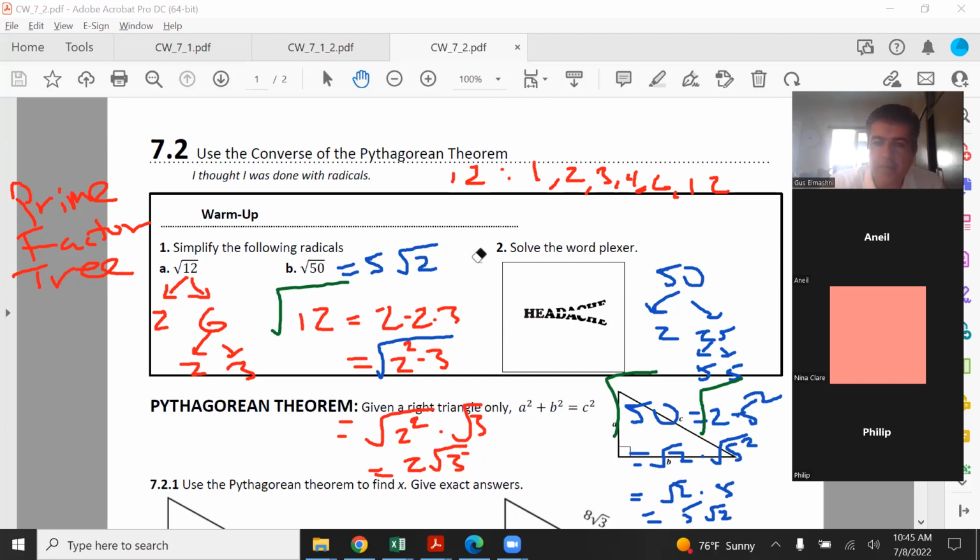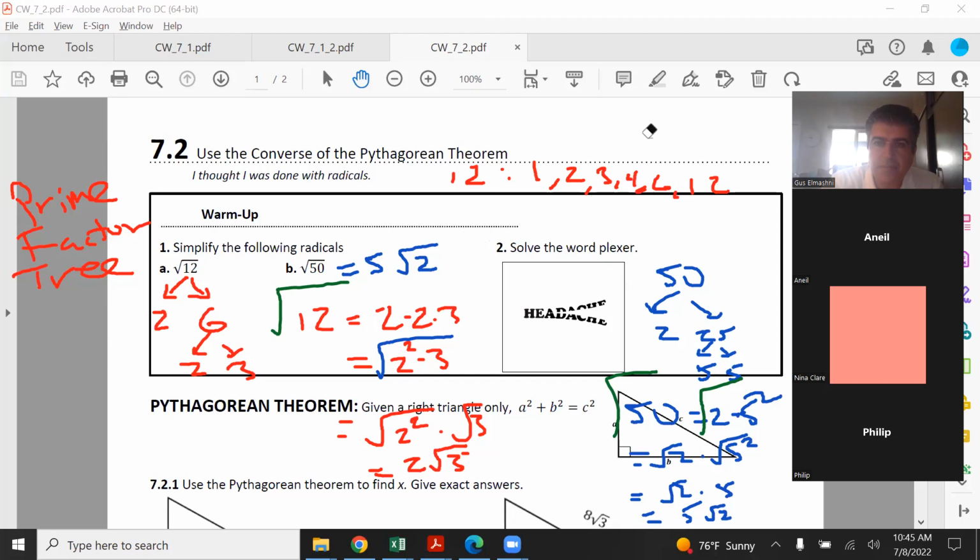Yeah, so again, 12 is 2 times 6. 6 can be broken as 2 and 3. So you have 2 squared times 3, that's 12. And when you square root, you have square root of 2 squared times 3, or square root of 2 squared, which I know is 2. So that's how you can get 2 root 3. Or 50 can be broken down as 2 times 5 squared. Root 5 squared, that's root 25, that's 5 root 2. There we go. So any questions?